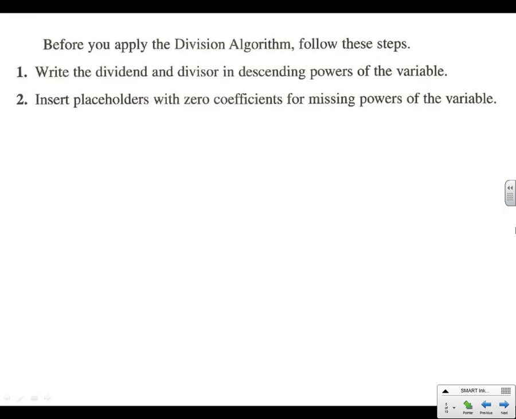Before we do this, one quick thing, and we're going to see this on both of the next examples. You need to write the dividend and the divisor in descending powers. So biggest exponent to little exponent. All right? So put them in the right order. And if you skip something, like you go 6x cubed and then you go to x, you're missing an x squared, make sure you put a 0 placeholder. And we'll see that here in a second as well.